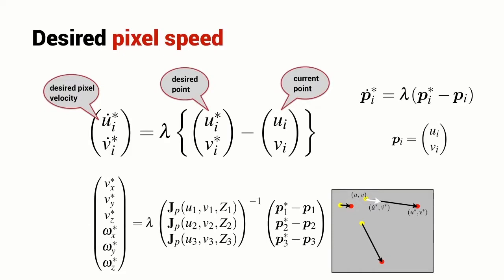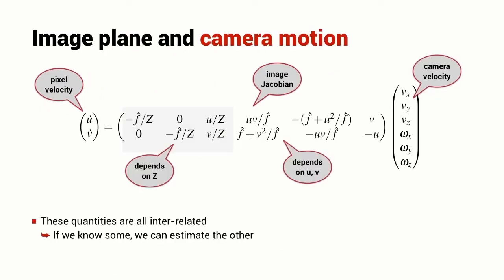The image Jacobian relates pixel velocity to camera velocity, and the image Jacobian itself is a function of many parameters. It depends on the coordinate of the point on the image plane. It depends on how far the point is away from the camera in three-dimensional space. It depends on the focal length. We can rearrange this equation in many different ways. Perhaps we know pixel velocity and z and u and v, then we can determine what is the camera velocity. There are many tricks that we can play with this image Jacobian matrix.